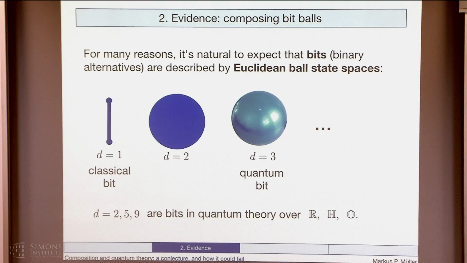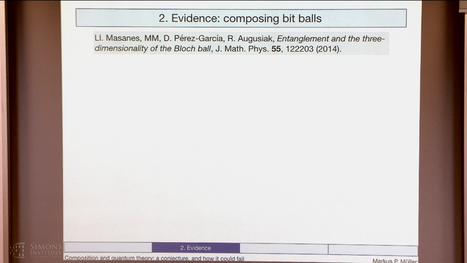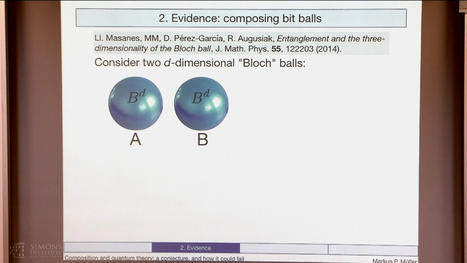These state spaces showed up in many places in physics. For example, if you do quantum theory over the reals, or the quaternions or the octonions, then you'll also find these Bloch balls, but of dimensions 2 and 5 and 9, for example. And so what did we do in this paper? Well, we said, suppose we don't have only one of these bits, but we've got 2 of these bits. And both are described by one of these ball state spaces.